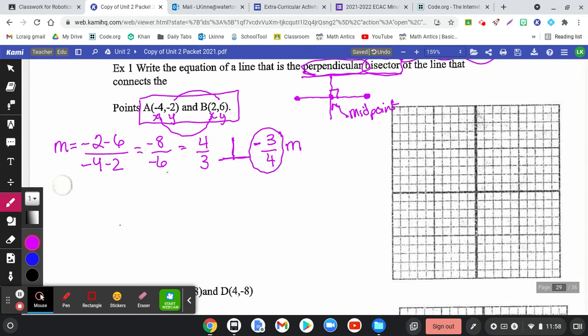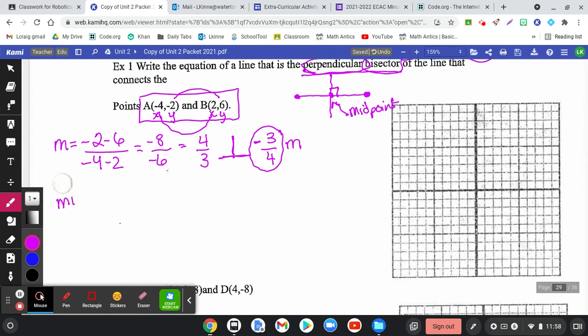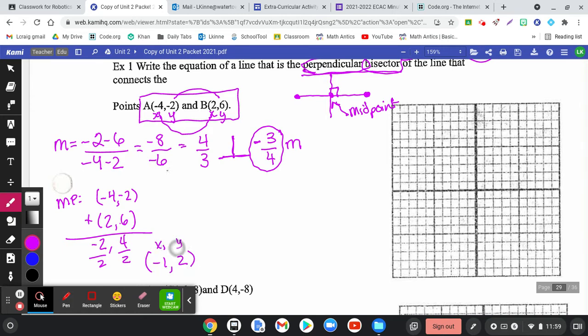All right, so there's part of it. That's our slope. The other thing that we need is a point. Well, you're not using one of these points because it's not running through them. It's running through the middle. Look at this diagram right here. So you need the midpoint. So now let's find the midpoint. You can line it up vertically. So add your x's, that gives us -2. Add your y's, that gives us 4. And then don't forget to cut them in half. -1, 2.